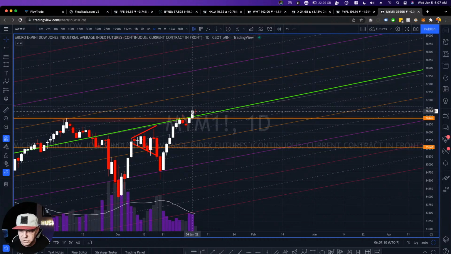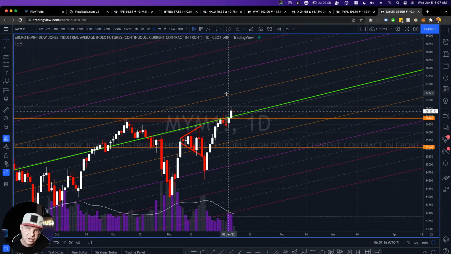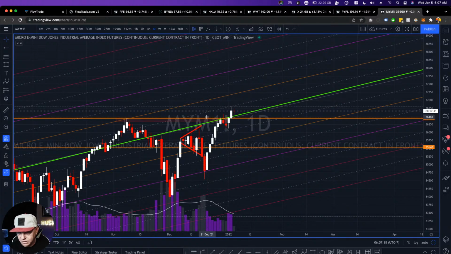Doji into today. Nice little move yesterday. I've never traded any Dow stocks. I don't even know what they are. I should probably look up the Dow. Get familiar with Dow and RTY sectors. Okay.